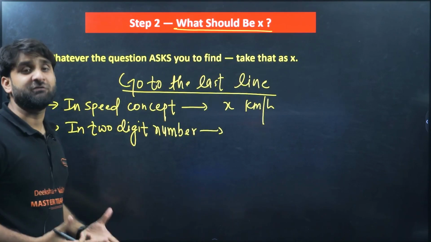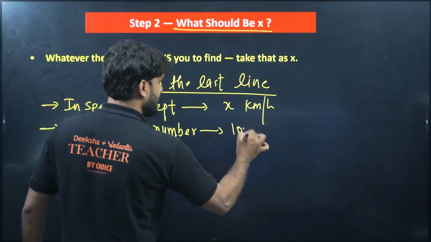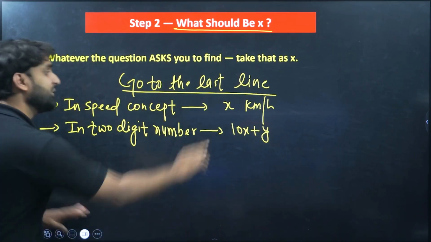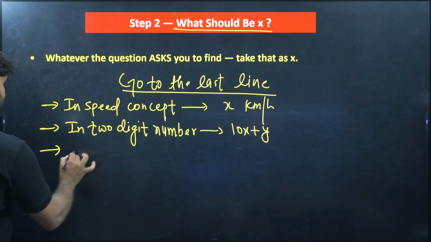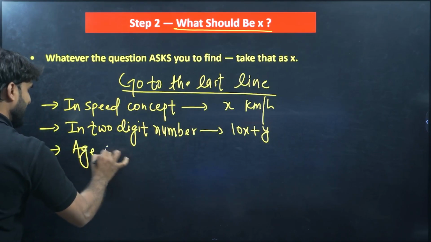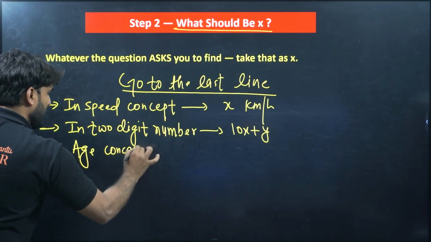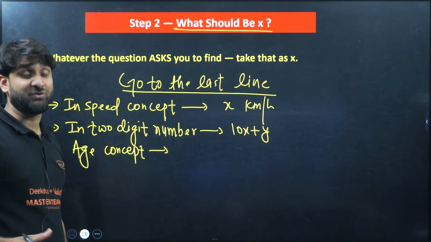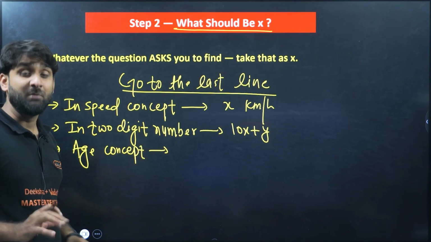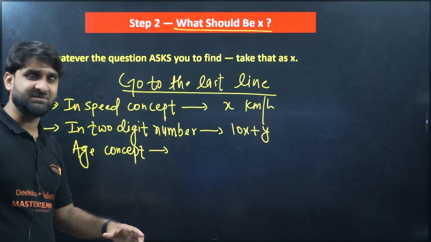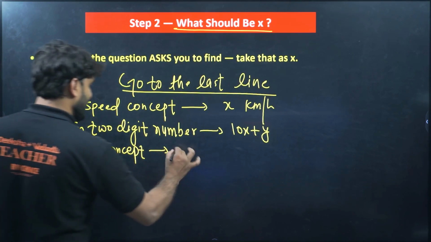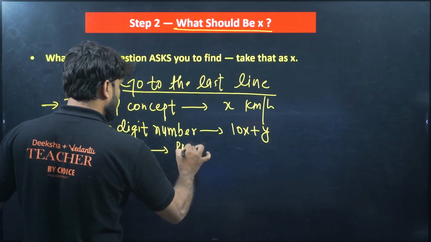So what is the general form of a 2-digit number? This is 10x plus y. Y is the unit digit, x is the tens digit. So please let that be. Again, for age concept questions, in most questions you have to find the present age of the individuals in the question. Present ages. If father and son are there, mother and daughter are there, let their present ages be the unknowns. So if 2 individuals are there, take present ages.